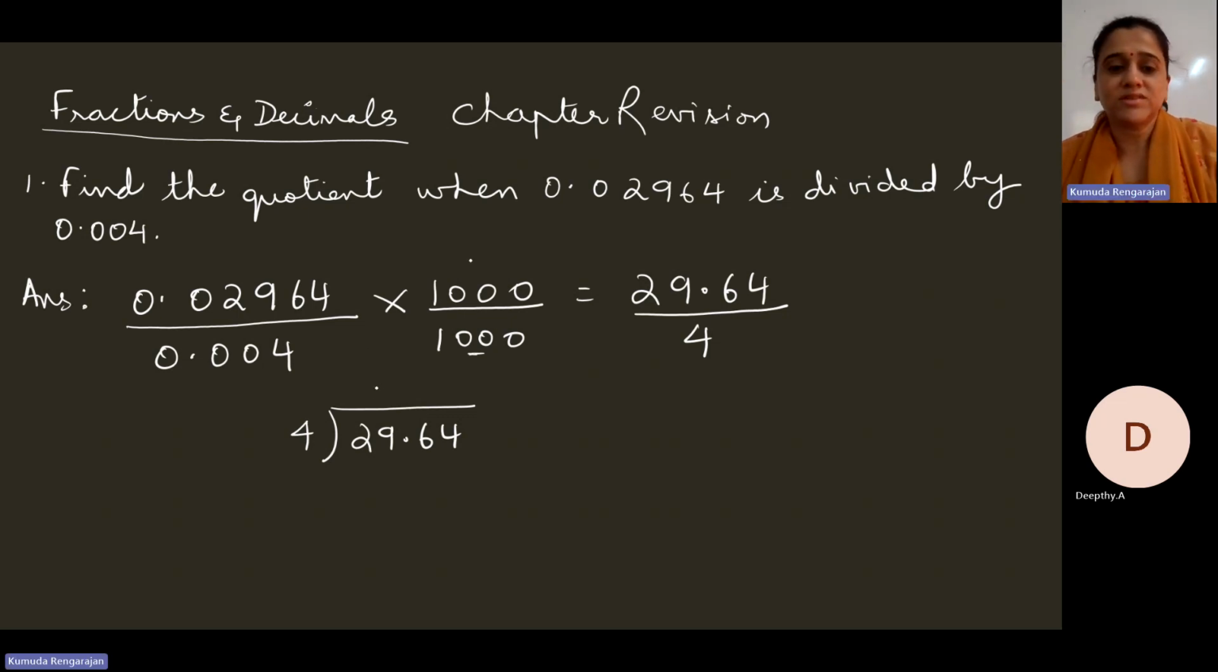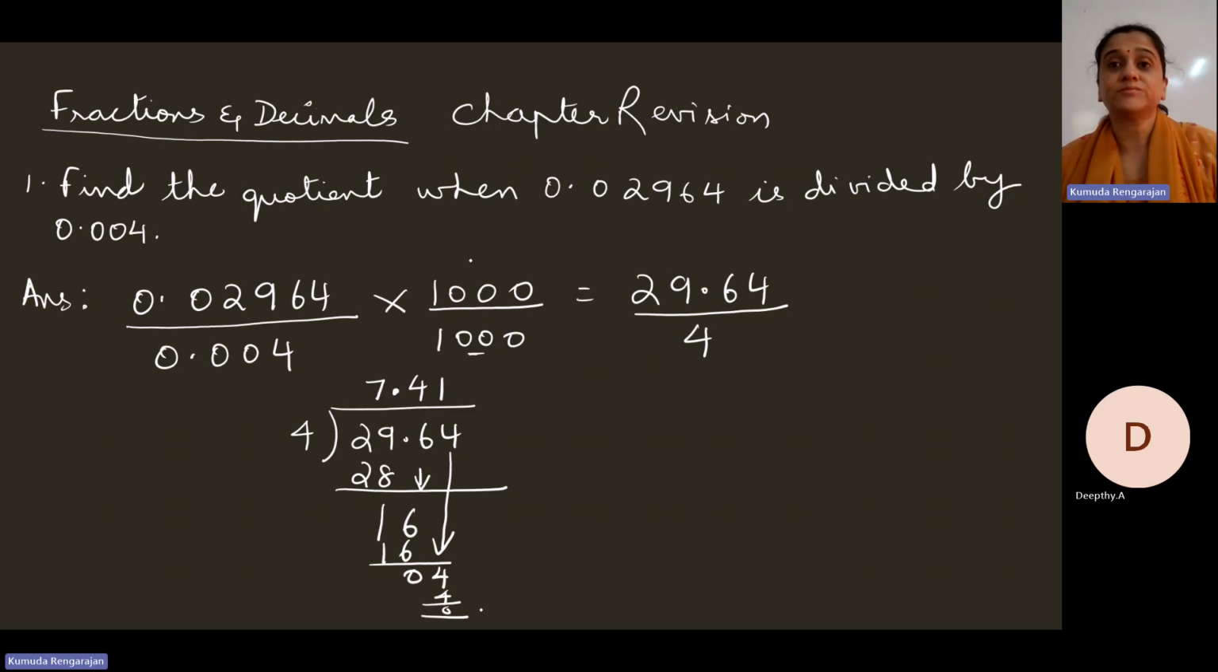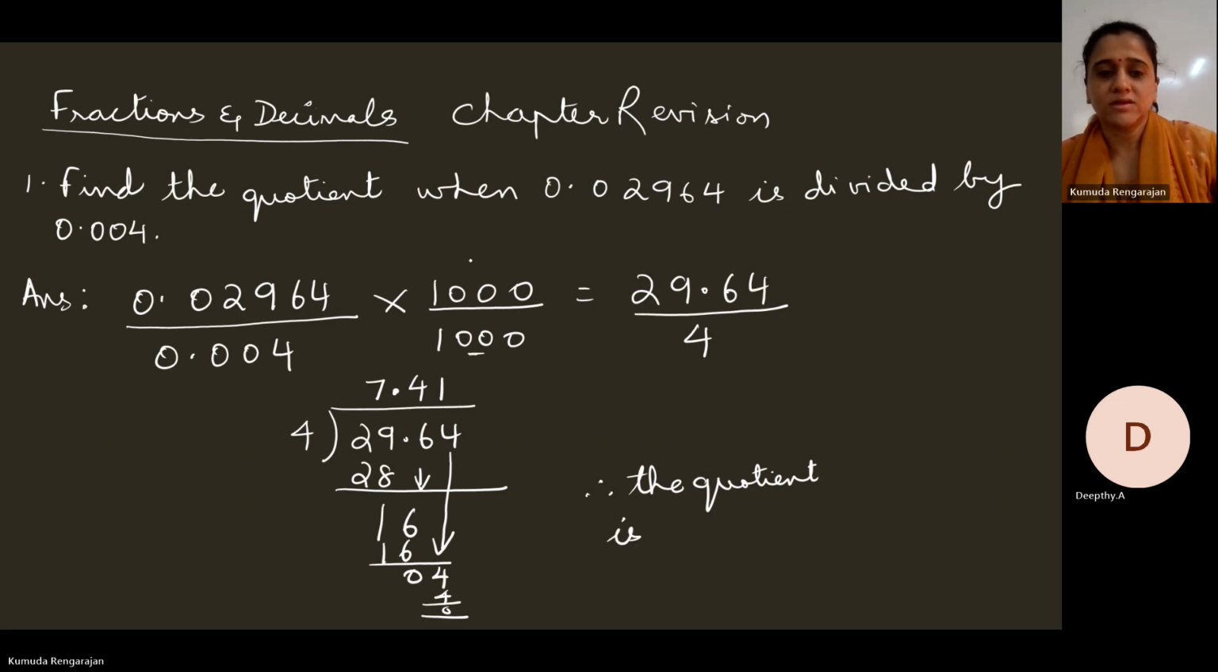So 4 sevens are 28, right? 1 is the remainder. Then keep a decimal point, bring the next digit down. 4 fours are 16, 0. Next digit comes down, 4. 4 ones are 4, 0. Got it? Therefore, the quotient is 7.41.